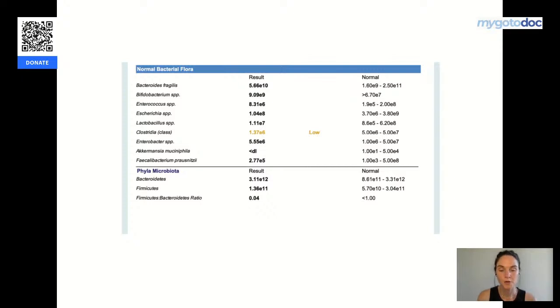So a treatment for low Clostridia would be to supplement it directly. You can get a Clostridia probiotic supplement. And this is something actually interesting because most broad spectrum probiotic supplements just contain lactobacillus, and some contain lactobacillus and bifido.